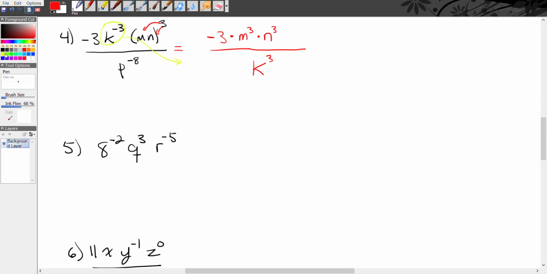Then finally, I have this p to the negative 8. And this p to the negative 8 is in the bottom of this expression, so I need to move it to the top. And when I move it to the top, it becomes p to the 8th power. So all of this multiplies together up on top to become negative 3 m to the third, n to the third, p to the 8th over k to the third power.